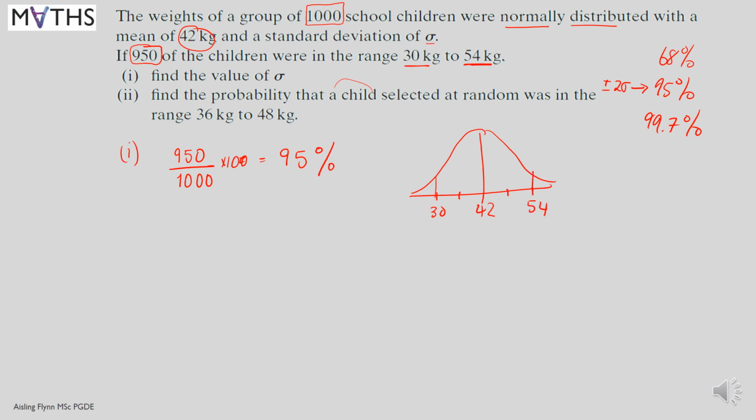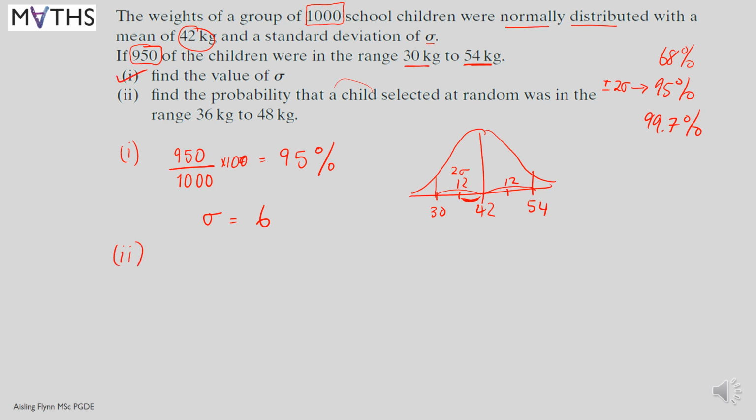Okay, so what's the difference between 30 and 42? Well, that's 12, and it's another 12 up to 54. So what's 1 standard deviation? Sigma is equal to 6. Half of the 12, because that was 2 sigma. Okay, so working it out, you do need the percentage to figure that out.